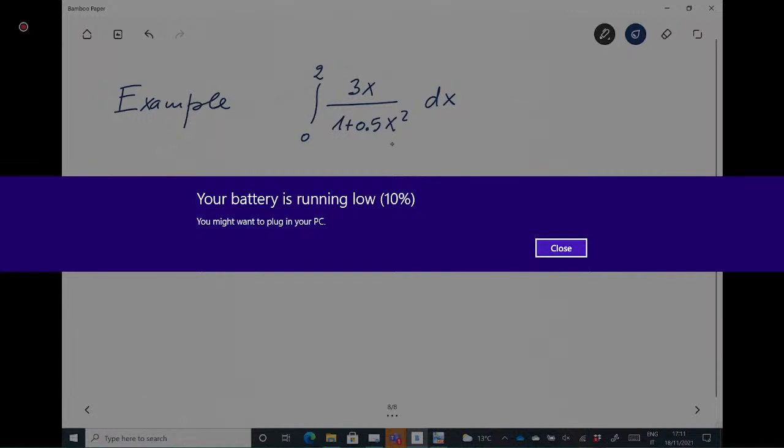I select 1 plus 1/2 x squared equal to u. So this is my g of x. So du is equal to 1/2 times 2x dx. So it is just 1/2 times 2x, which is x dx.